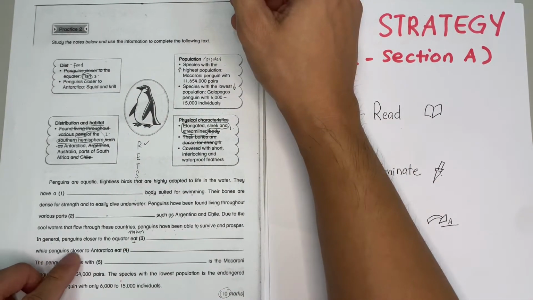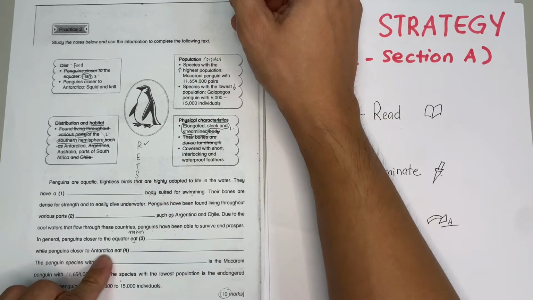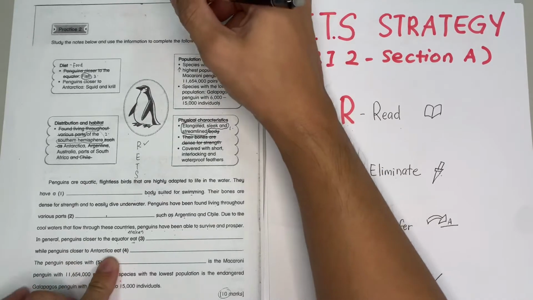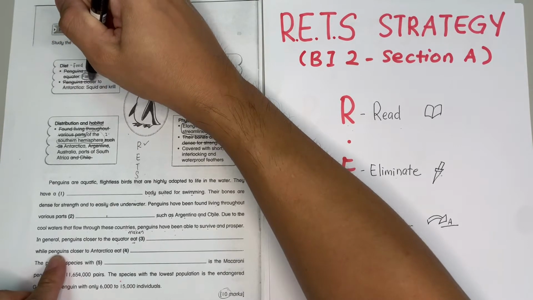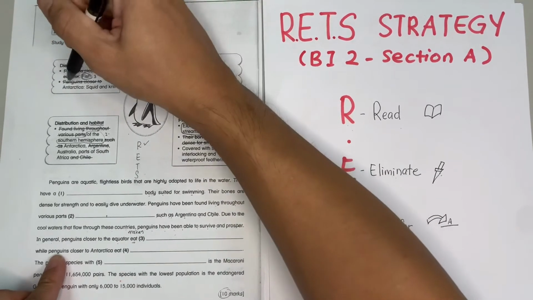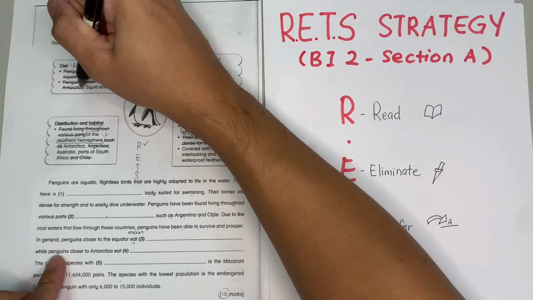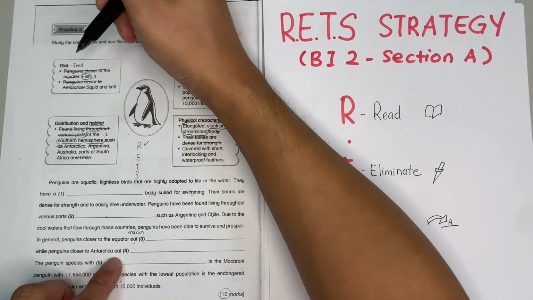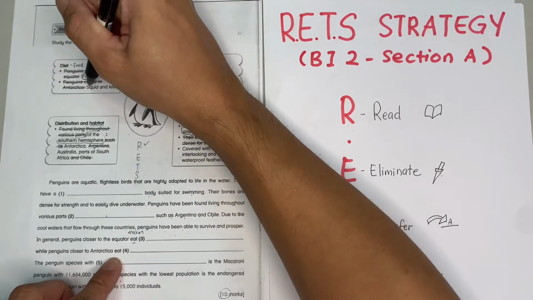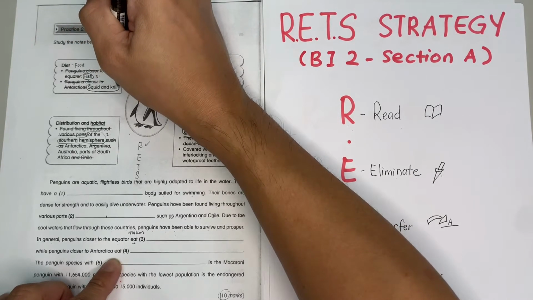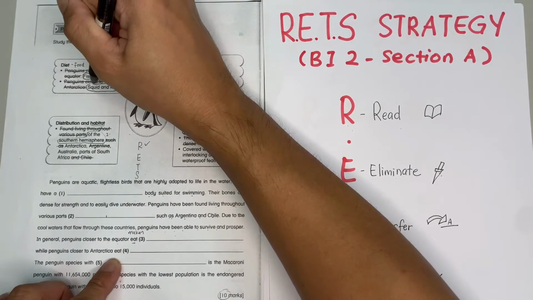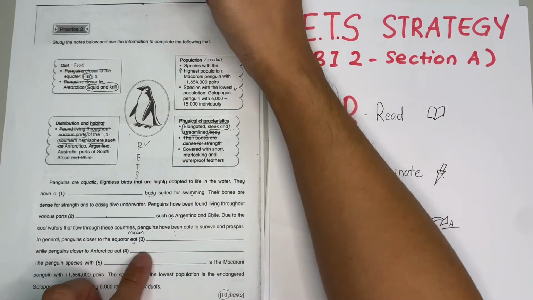While penguins closer to Antarctica eat. Okay, penguins closer. You found it? Yes, penguins closer to Antarctica. Please eliminate penguins closer to Antarctica. Eat. So what's the possible answer? Very simple. Squid and krill. Okay, it's squid and krill.